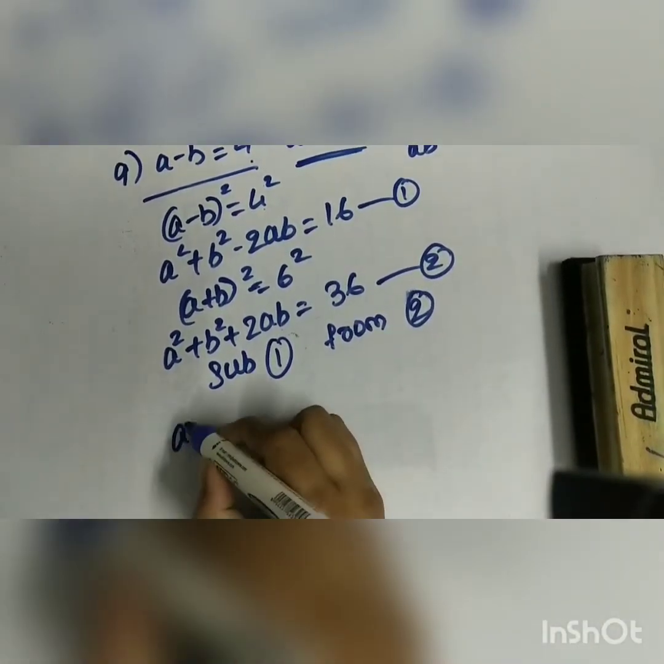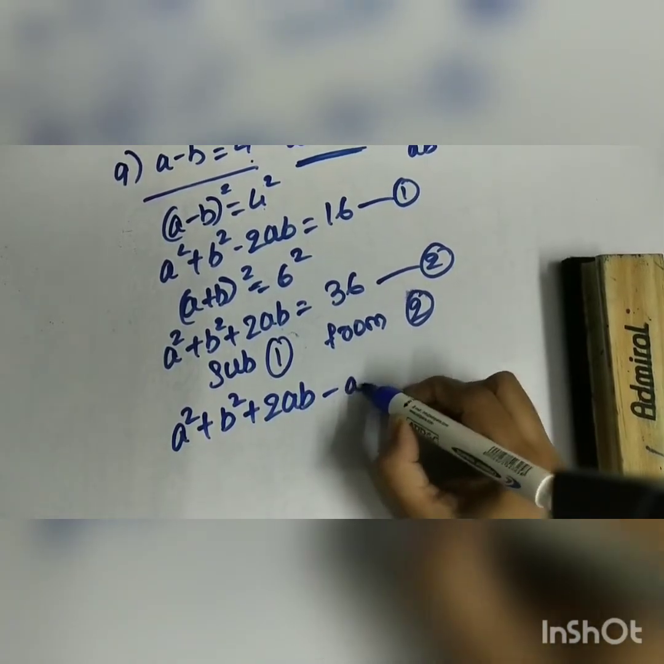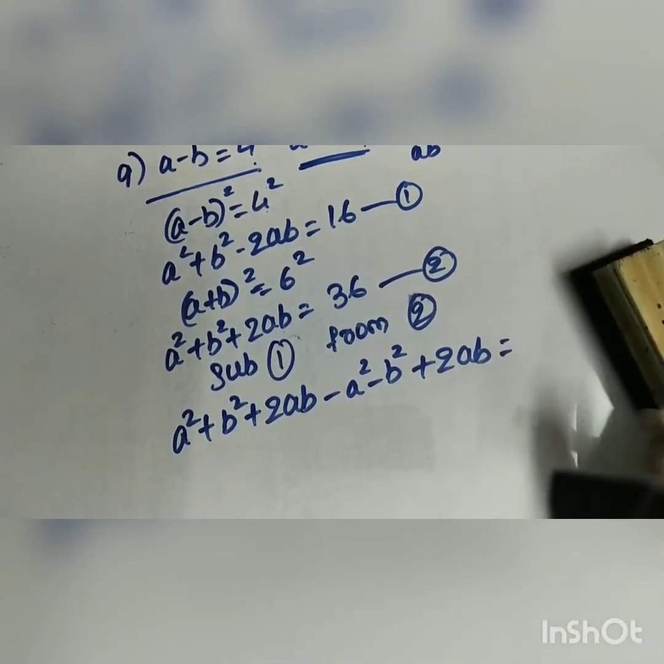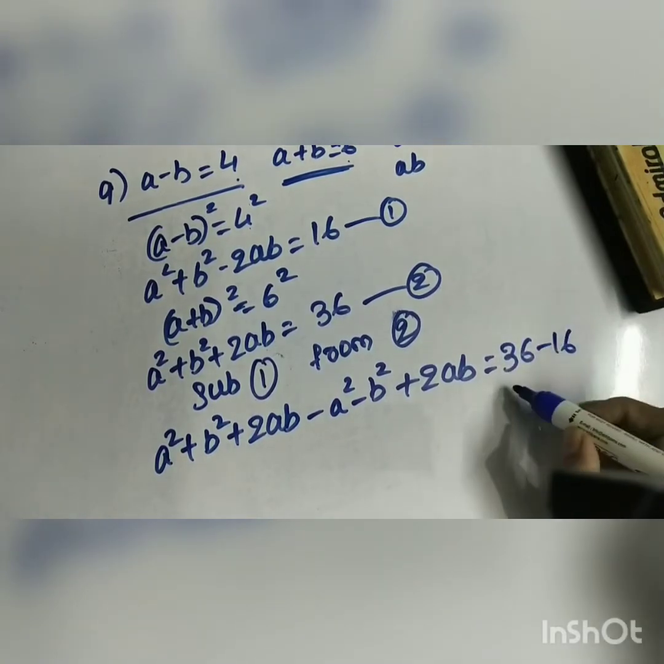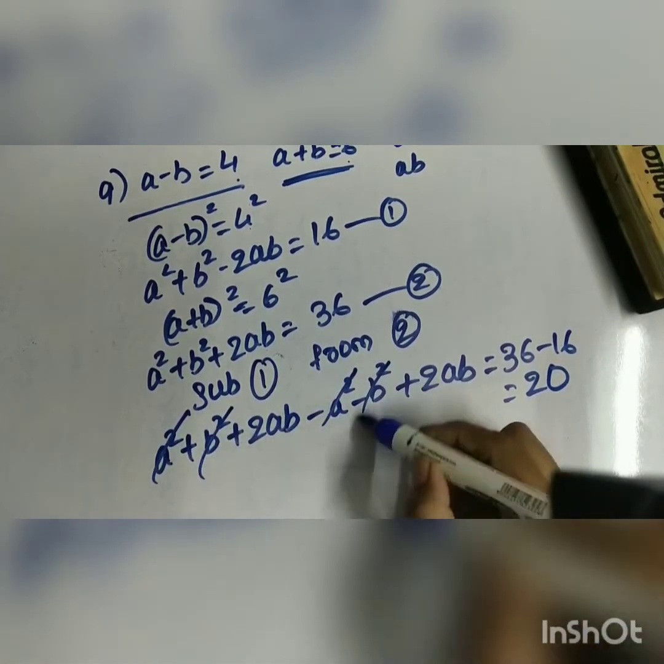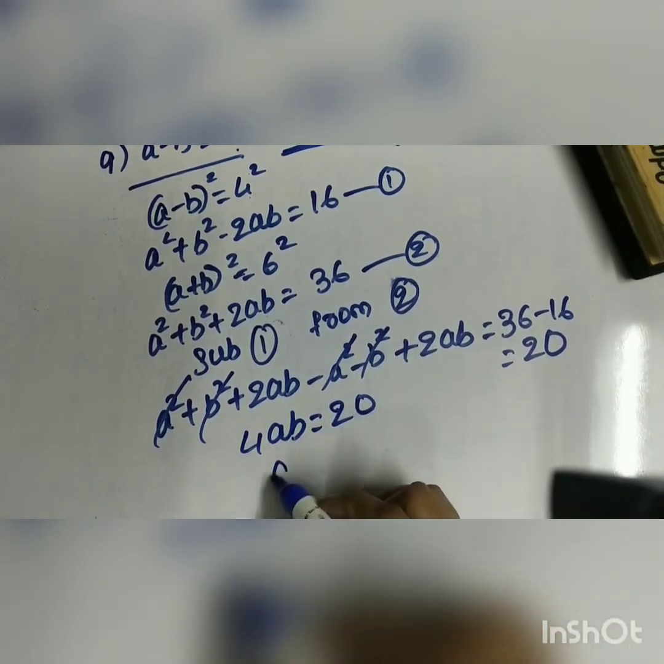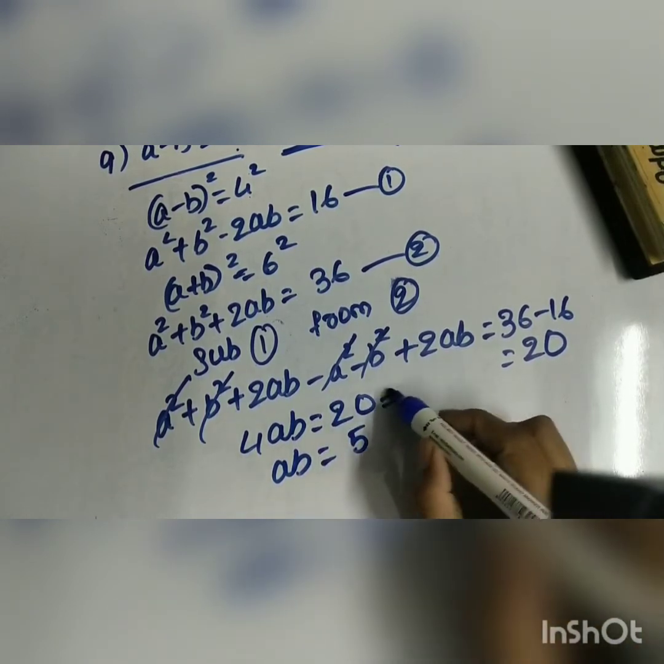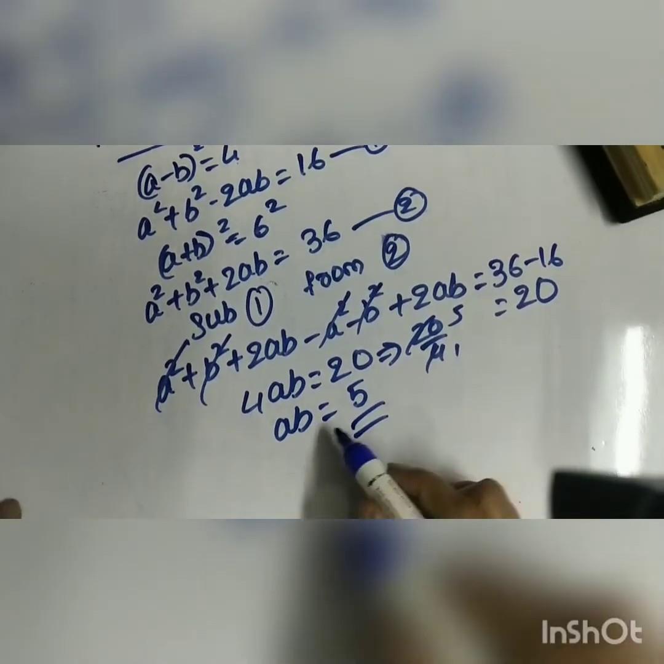So that is a square plus b square plus 2ab minus a square minus b square plus 2ab is equal to, 1 from 2, 36 minus 16, which is nothing but 20. So a square, b square cancelled here. We get 4ab is equal to 20, whereas ab we get as 5. Or you can just do 20 by 4: 4 ones are 4, 5 4s are 20. So we have got the value of ab.